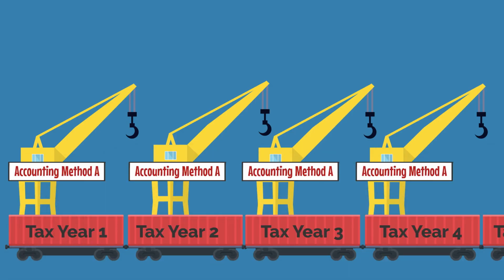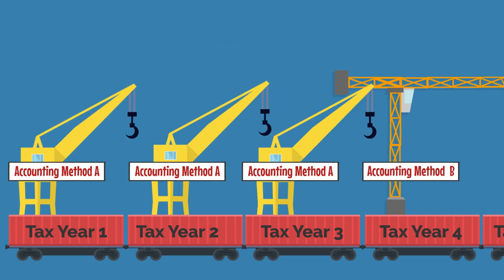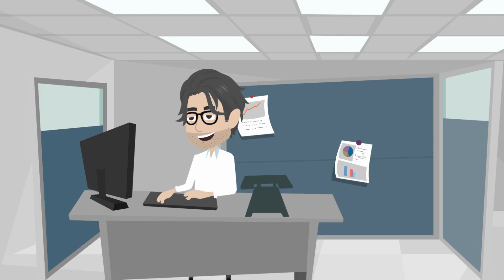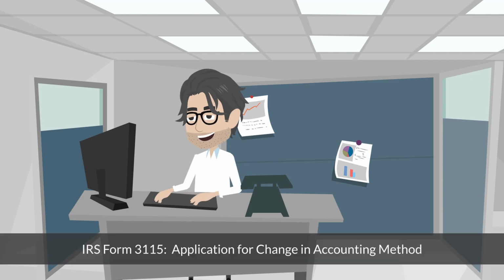Because consistency is so important, Section 446 requires you to get the IRS's permission to change your methodology in any way. The reason doesn't matter. You have to get the IRS's consent to change your accounting method. There are specific and very technical ways to do that, which we won't get into right now.